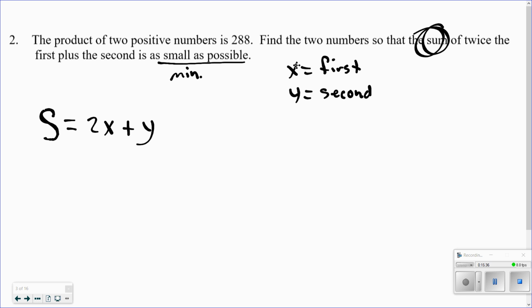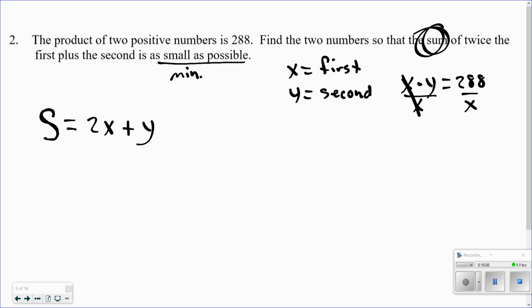Okay, let's come up with our secondary equation here then. At the very beginning, it says the product of two positive numbers is 288. That means x times y equals 288. So we need to pick what we want to substitute for. That's up to you. We can do either one. I'm going to just go in for y. So we divide by x, divide by x. So y is equal to 288 over x.